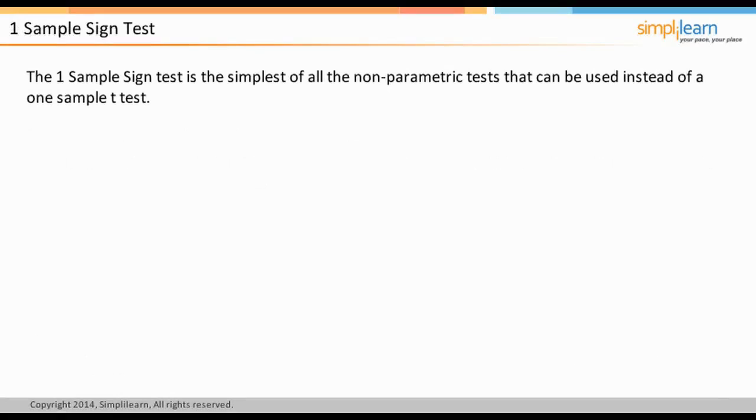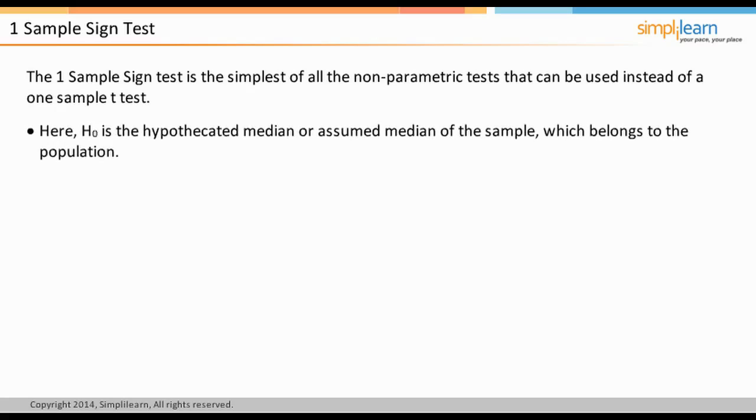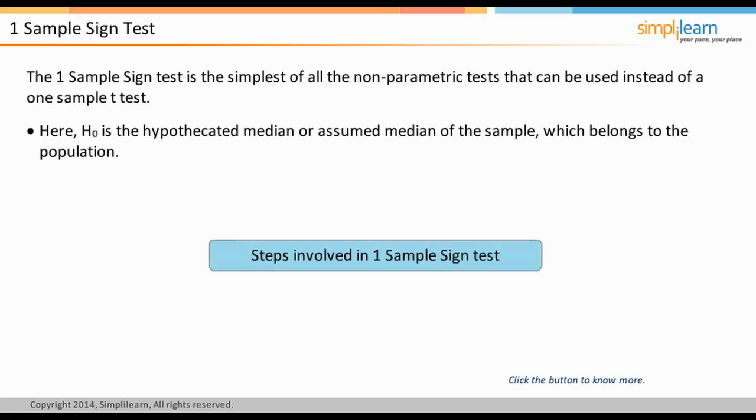The one-sample sign test is the simplest of all the non-parametric tests that can be used instead of a one-sample t-test. It is similar to the concept of testing if a coin is fair in showing heads or tails. Here, the null hypothesis, represented as H0, is the hypothesized median or assumed median of the sample which belongs to the population. Click the button to view the steps involved in the one-sample sign test.